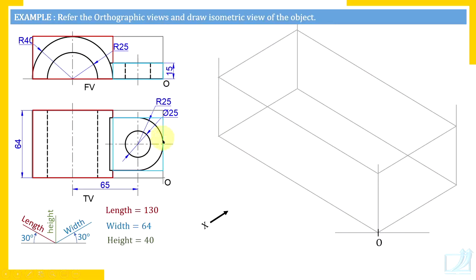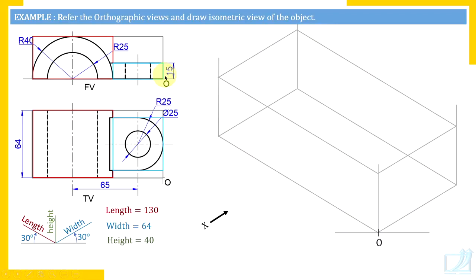And what is width of this? Width of this U-shaped plate is 64. No. Width of this U-shaped plate is equal to diameter of this semicircular edge. And how much is it? Radius 25, so diameter is 50. So length 50, width 50, and height 15.